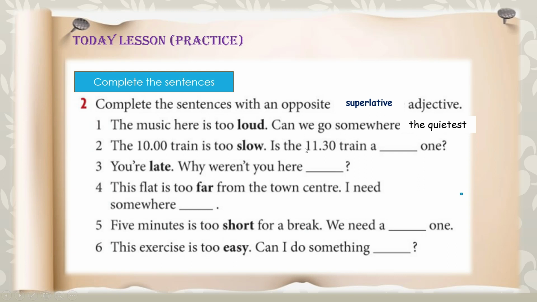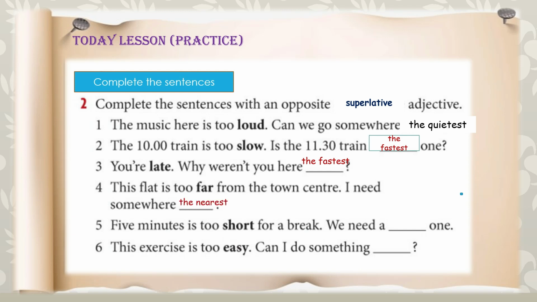Okay. Number two, the 10th train is too slow. Is the 11th one the fastest of the trains? Yes, the fastest one. Number three, you are late. Why weren't you here? Yes, the earliest. Number four, this flat is too far from the town center. We need somewhere the nearest.